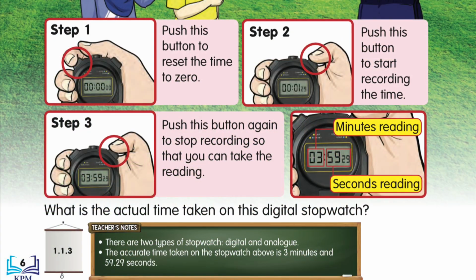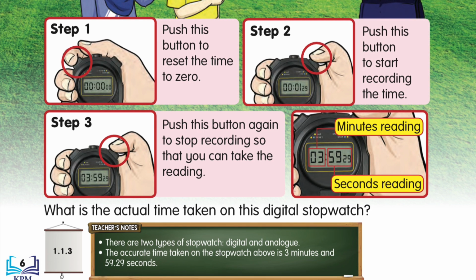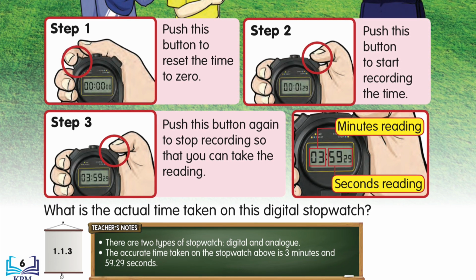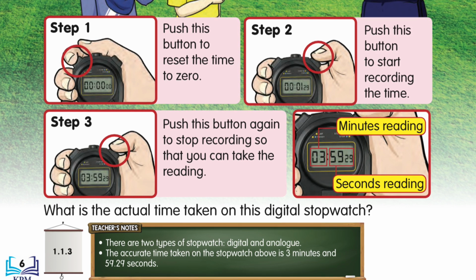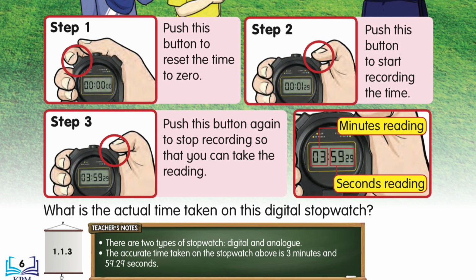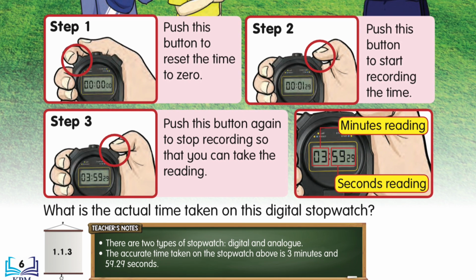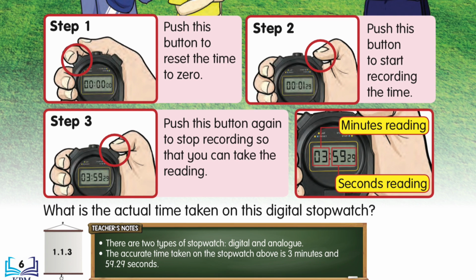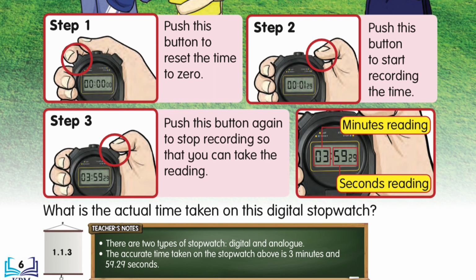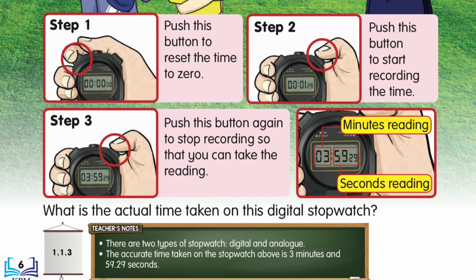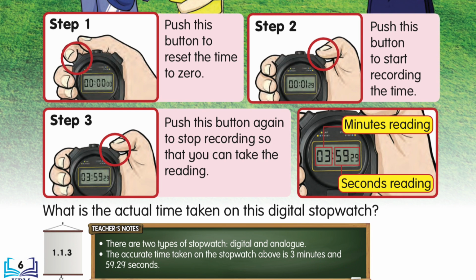It is simple. Step 1, you just need to push this button on the left side to reset the time to 0. Step 2, we push this right button to start recording the time just when the runner starts running. Step 3, we push this button again to stop recording when the runner reaches the finishing line so that you can take the reading of how fast is the runner.